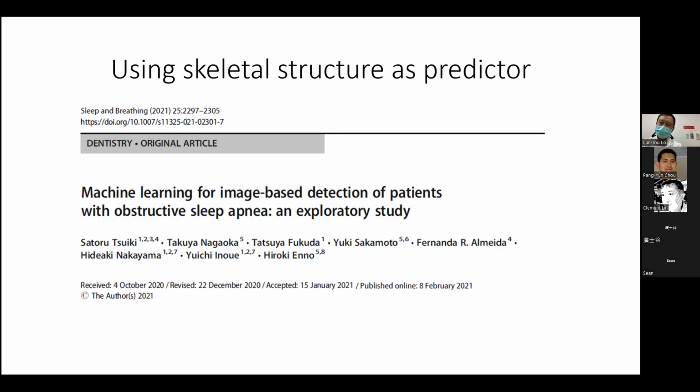And in this study, actually, this is the only study using the X-ray image as the input and combined with machine learning to detect if the patient had high risk of OSA. This is the only paper I reviewed.